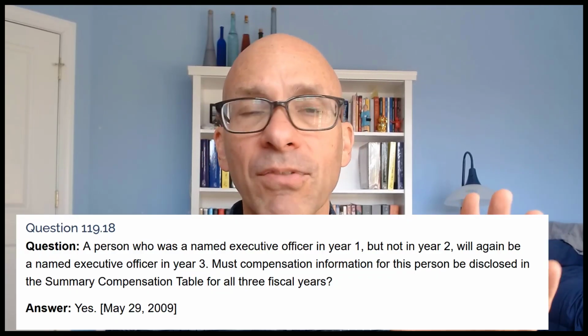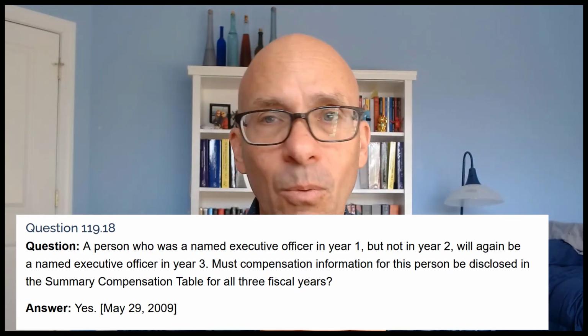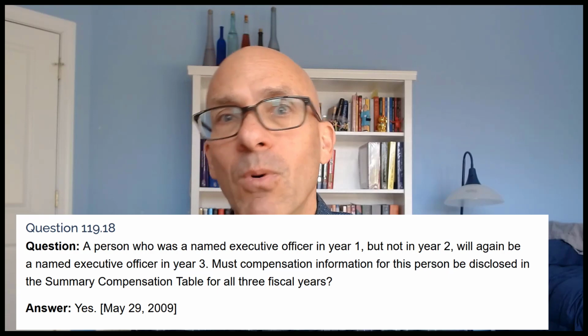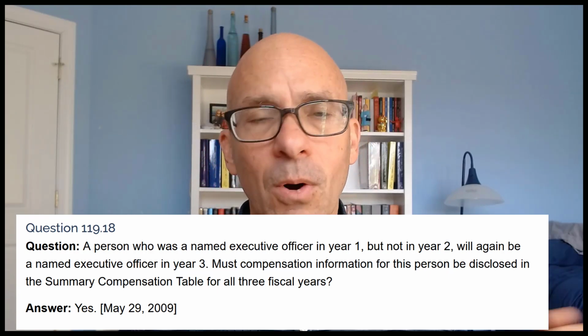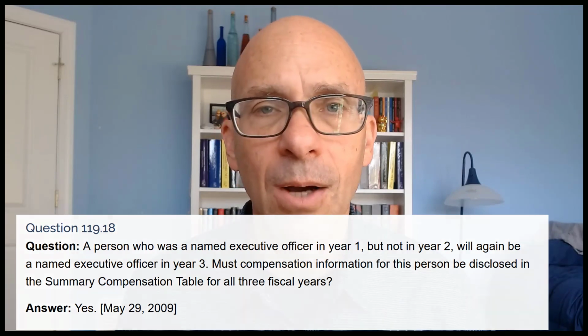If you have someone who is an NEO this year, but because of the way the NEO determination is made, they weren't an NEO last year, but maybe they were 2 years ago, according to this CorpFin staff interpretation, you're going to have to include all 3 years in the year column for that NEO.